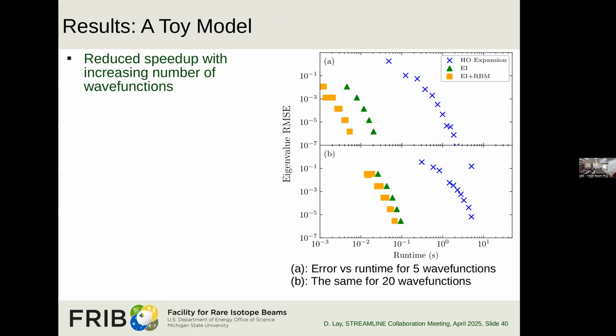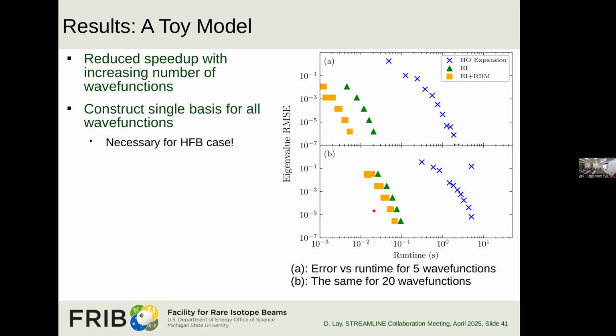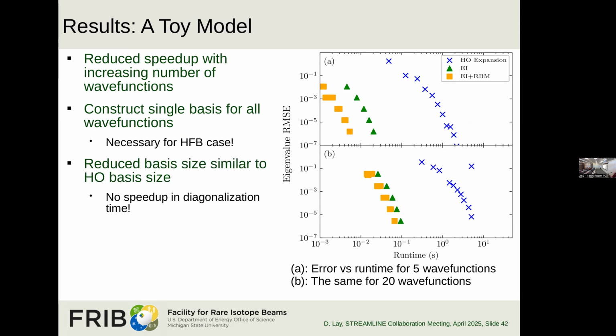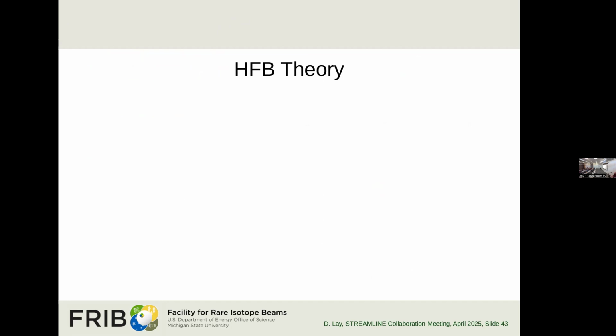One thing you might be concerned about is what happens when you increase the number of wave functions you're trying to track. So in the top panel here, you see the case with 5 wave functions you care about. In the bottom, you see it with 20. And while you still see the drastic speed up between empirical interpolation and the harmonic oscillator basis expansion, that speed up is drastically reduced as you increase the number of wave functions. The way we handle it is something that's necessary for the HFB case. I won't dwell on the specifics of this here. Suffice to say that eventually you end up with a reduced basis that's similar to the original basis that you were working with. Your tailored basis is about the same size as the harmonic oscillator basis, and there's no speed up to be gained. So that's the toy model.